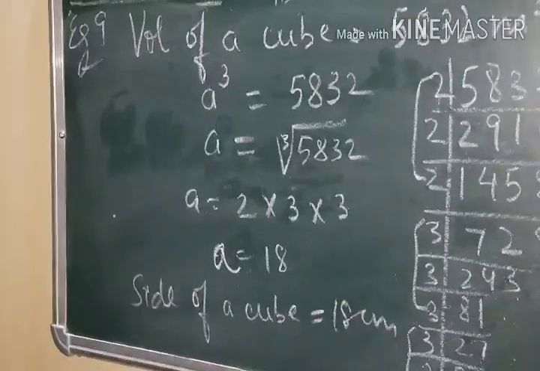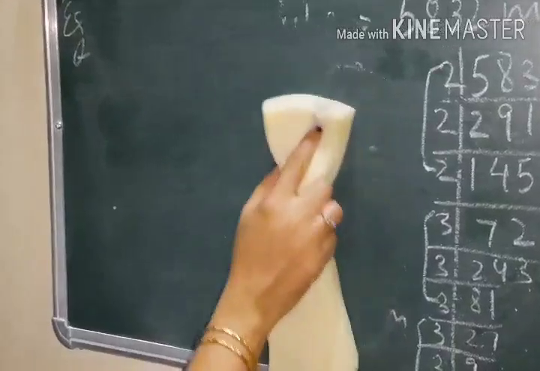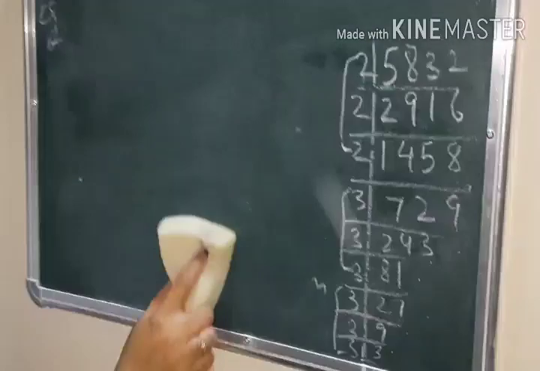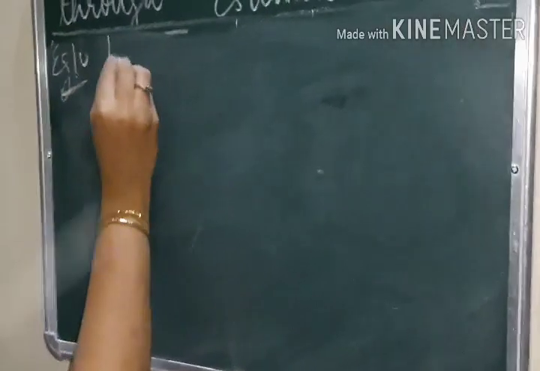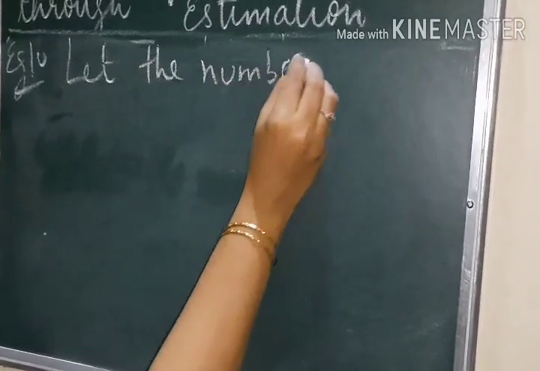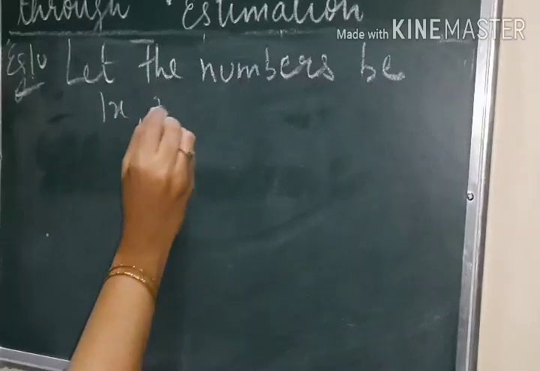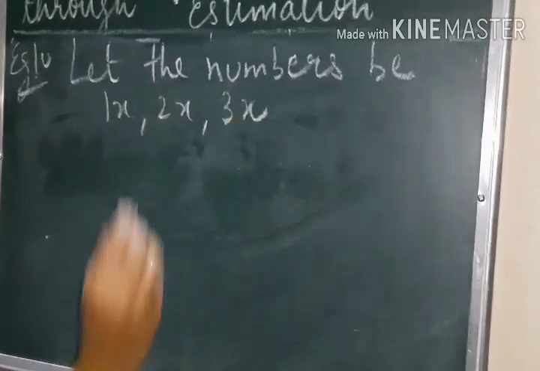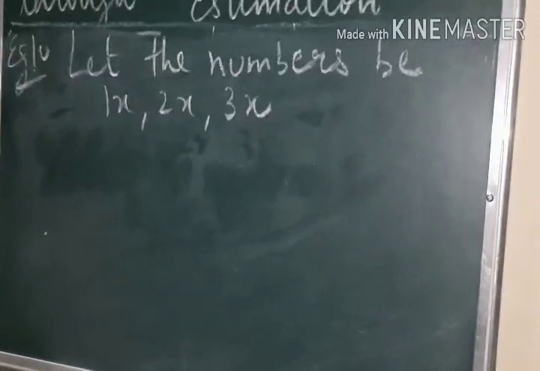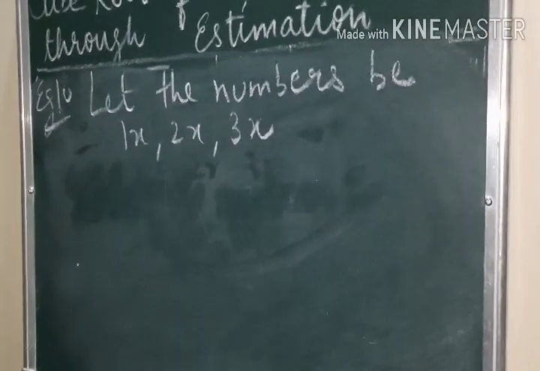Now the last example, example number 10. Three numbers are in the ratio 1 is to 2 is to 3. There are 3 numbers in the ratio. So whenever something is in ratio, what do we do? We put x along with it. So let the numbers be 1x, 2x and 3x, because the ratio was given 1 is to 2 is to 3.